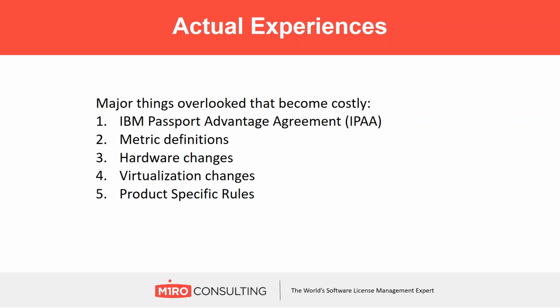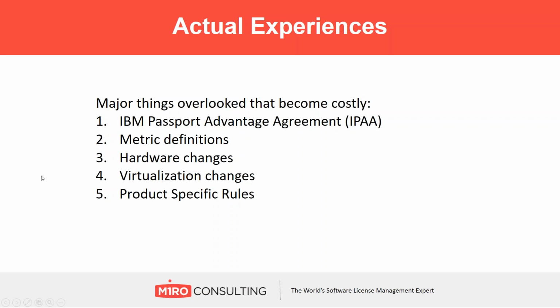IBM's Passport Advantage Agreement is the umbrella licensing agreement for almost all of your software if you don't have mainframe. IBM defines their licensing metrics, and as the vendor, they get the privilege of defining how they measure their licensing. So you, as the client, cannot redefine their software metric.